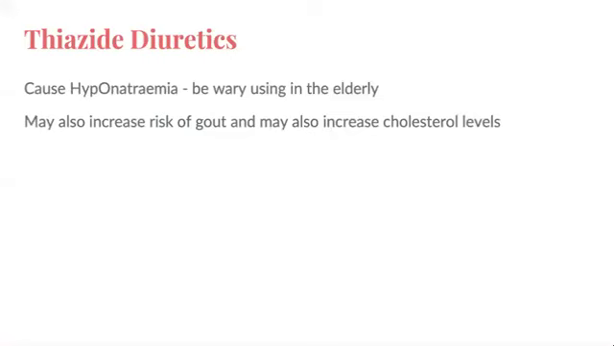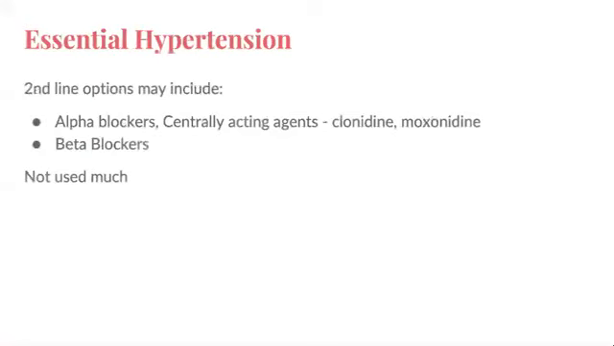If someone does have gout, you can consider some of the other options. Then we also have some second line options, and this is where the beta blockers or the alpha blockers come in. The main side effect of the alpha blockers would be the postural hypotension that they can cause, so you have to be quite careful when using them in an elderly population.